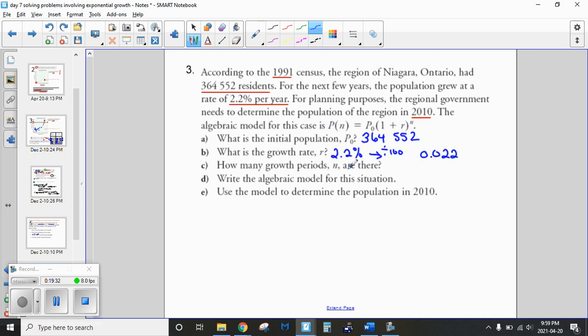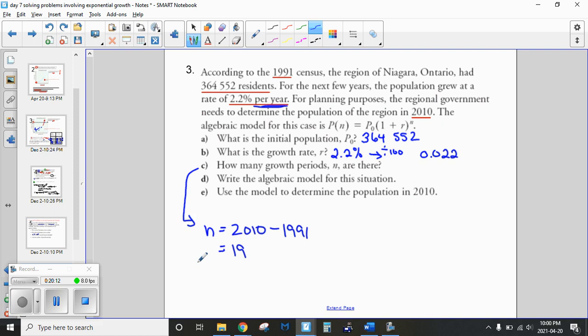How many growth periods are there? This one, we need to do a tiny bit of thinking. So I'm going to do this one maybe down below. We're growing by 2.2% per year, but how many years? So we're going to figure out how much time has passed between 2010 and 1991 by subtracting those two numbers. We can find out that that has been 19 years. All right, so our population is going to grow 19 times.